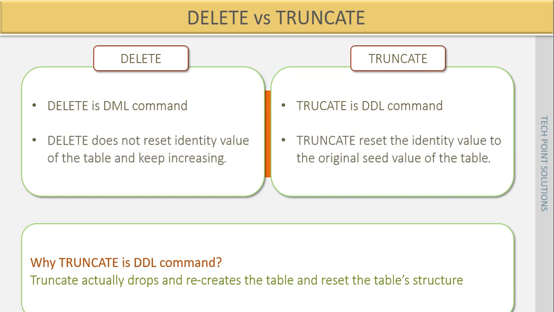Delete does not reset the identity value of the table and keeps increasing it. Truncate resets the identity value to the original seed value of the table. Let's understand this point with an example.